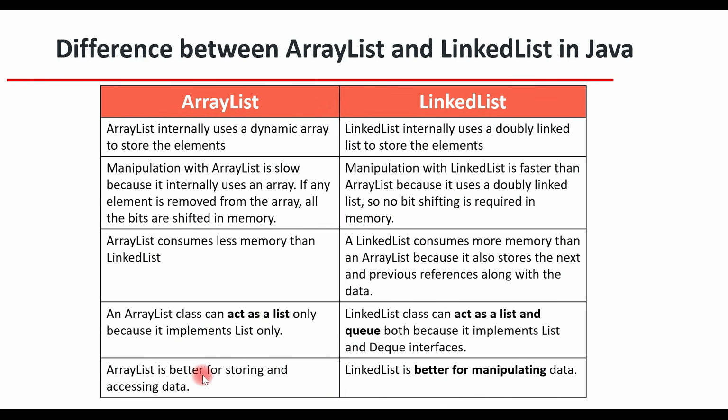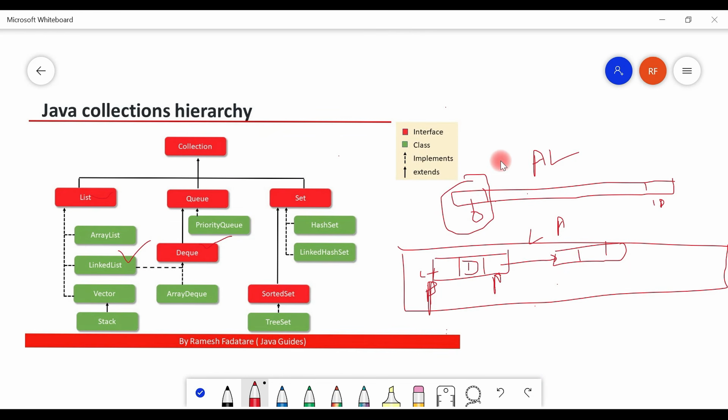So ArrayList is better for storing and accessing data. LinkedList is better for manipulating data. For example, in case of ArrayList, if you want to insert or remove elements at the middle, then performance-wise it's a bit slower because there is a lot of shifting required. But in case of LinkedList, if you have insertion and removal operations at the middle of the collection, then LinkedList performs very well.